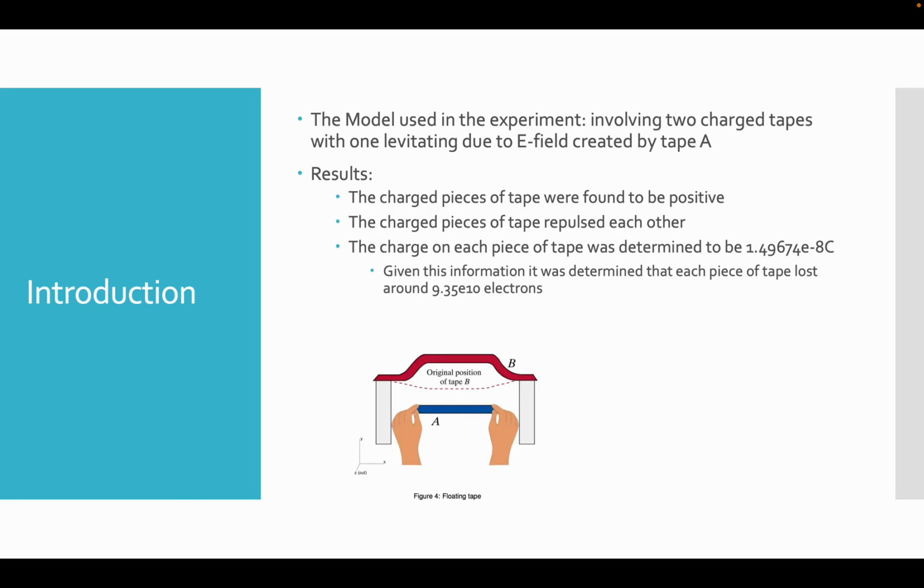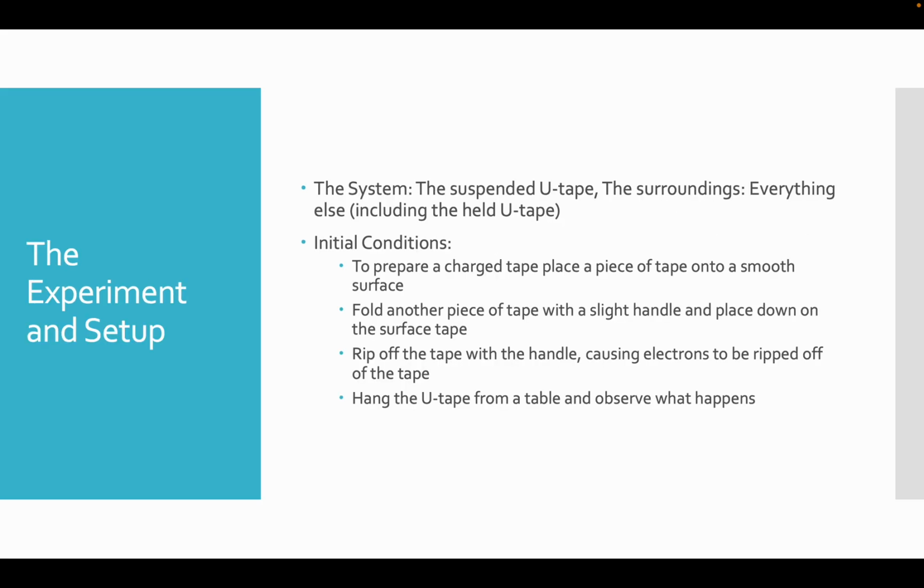So the model used in the experiment involved 2 charged tapes with one levitating due to the E field created by tape A. And the result of this experiment was the charged pieces of tape were found to be positive, the charged pieces of tape repulsed each other, and the charge on one piece of tape was found to be 1.5 e to the negative 8 coulombs, and each tape lost around 9.35 e to the 10 electrons.